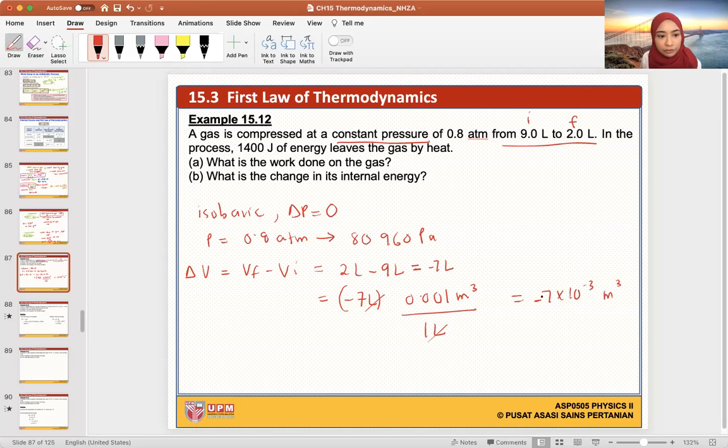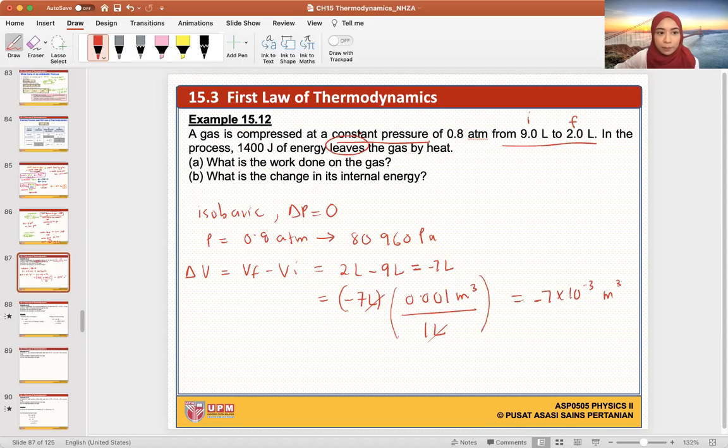Okay, so if multiplying by 0.001 confuses you, you can use this method, which always helps me. If not, just use whatever method that you feel comfortable with. Just know how to convert liter to meter cube. Okay, moving on. In the process, 1,400 joules of energy leaves the gas by heat.